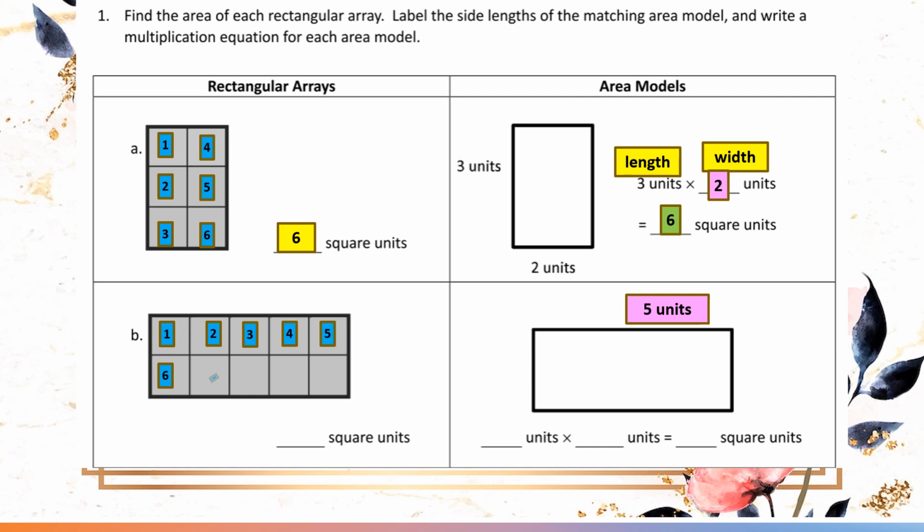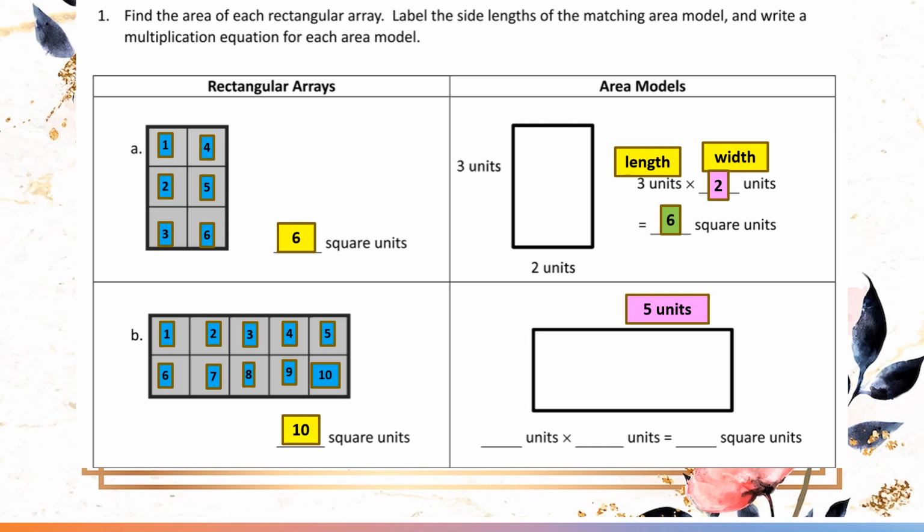6, 7, 8, 9, 10. So it's a total of 10 square units. So I'm going to write a 10 in that blank. Now notice I already labeled my width as 5 units because when I was counting, I saw that it was 5 square units wide. So I went ahead and labeled my width as 5 units.